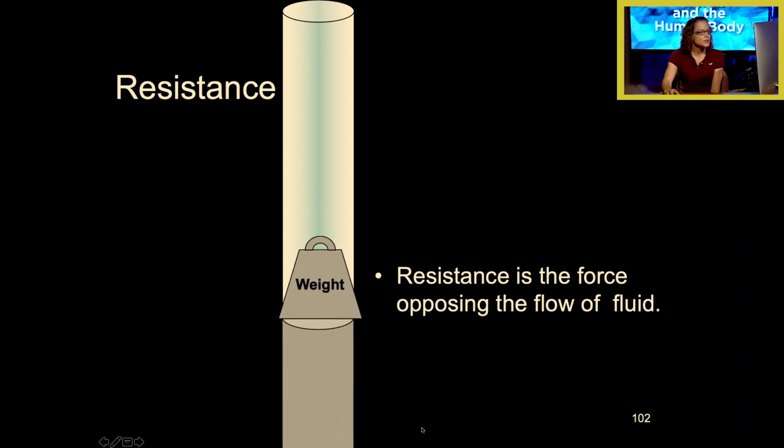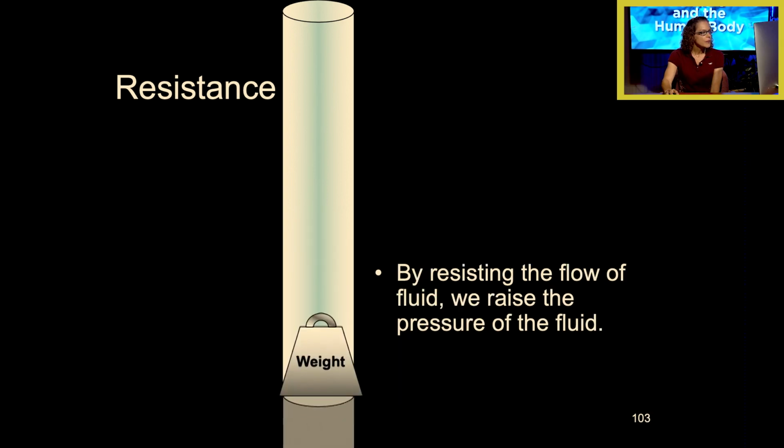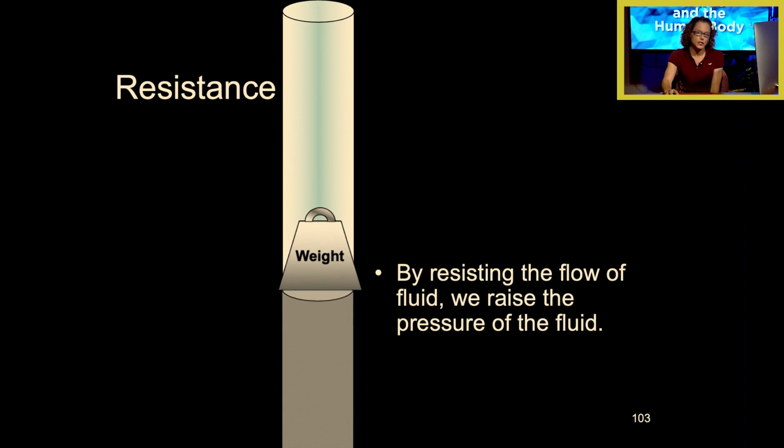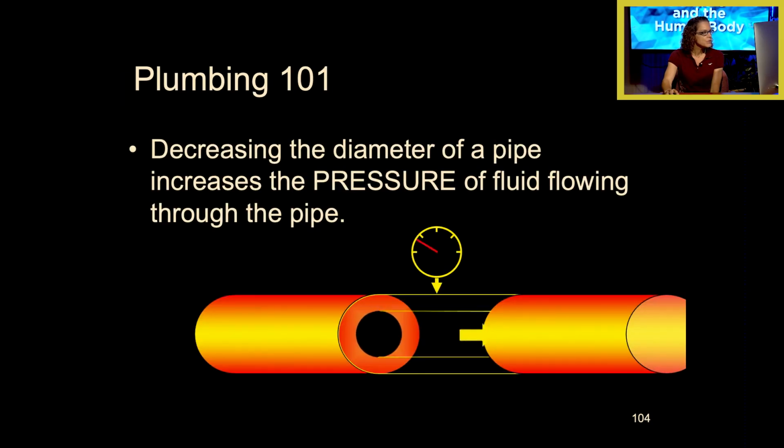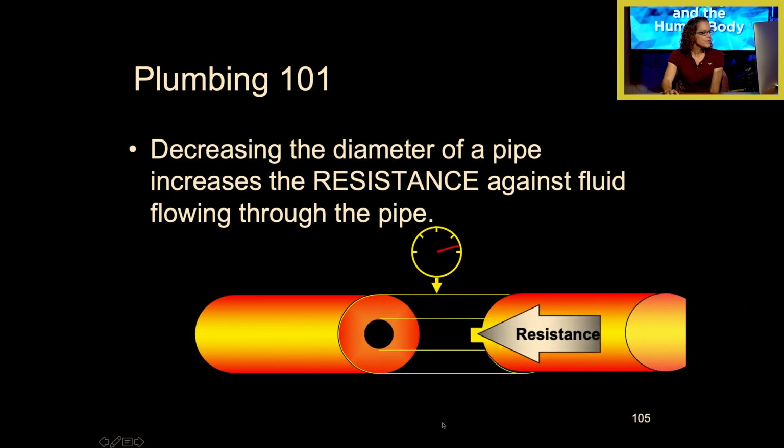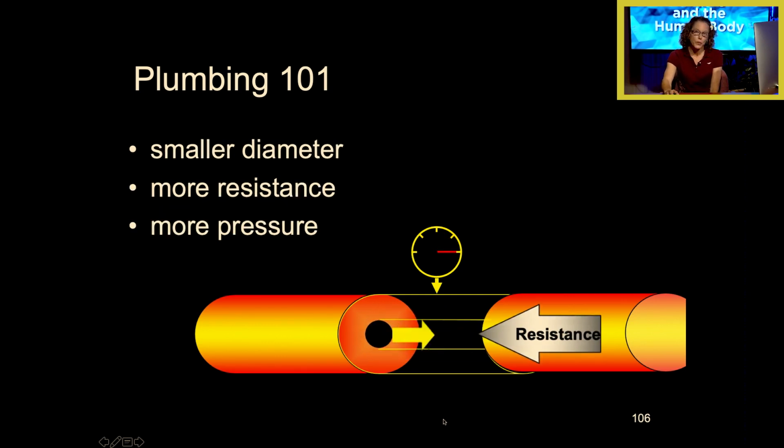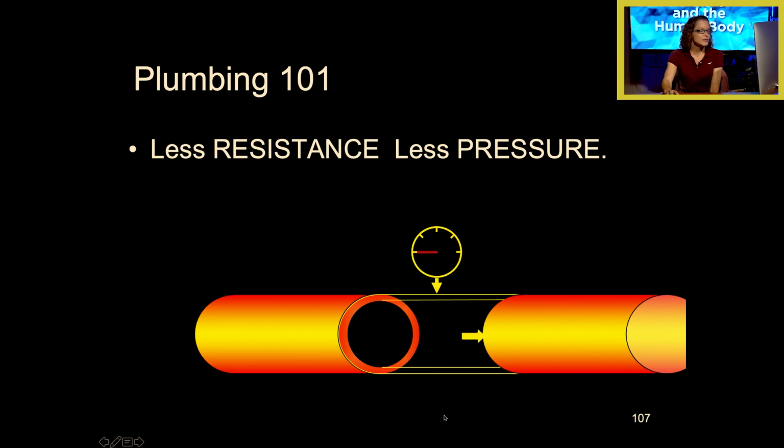So resistance is the force opposing the flow of fluid. By resisting the flow of fluid, we raise the pressure of the fluid. If you think about decreasing the diameter of a pipe, it's going to increase the pressure of the fluid flowing through the pipe. Again, decreasing the diameter of a pipe is going to increase the resistance against fluid flowing through the pipe. So a smaller diameter means more resistance and more pressure. Less resistance equals less pressure.